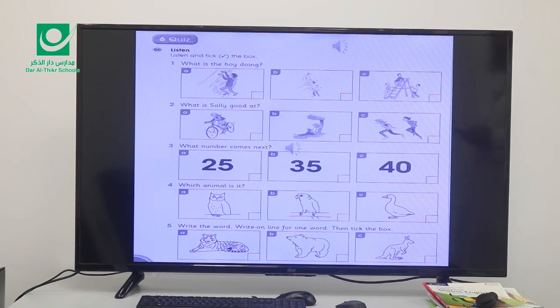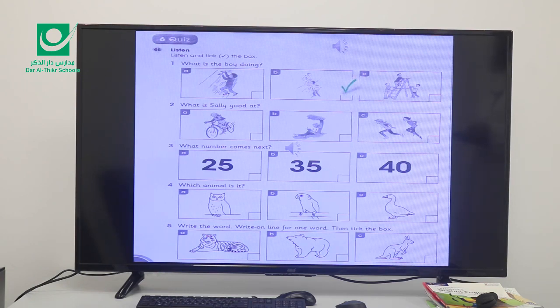Track 66. 1. Look at the boy. He's climbing up the wall. What are his friends doing? They're helping him. See, they are helping him. 2. So it is B.